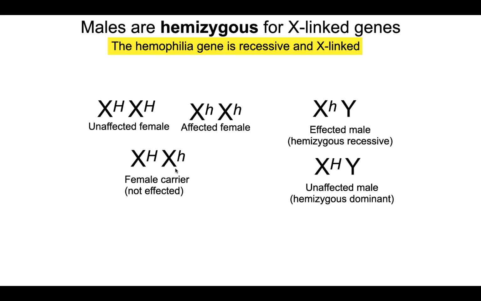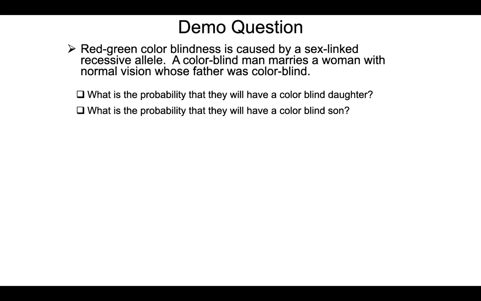Now for males, we need to bring up a new word here, because males only have one X chromosome. So we can have a male that's affected, X^h Y, and we call that person hemizygous recessive, hemi, because he only has one X chromosome. Or we can have an unaffected male, X^H Y. We say that male is hemizygous dominant and is unaffected. So let's do a demo question.